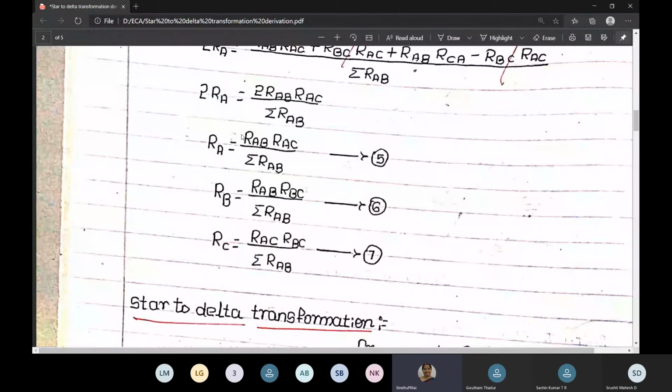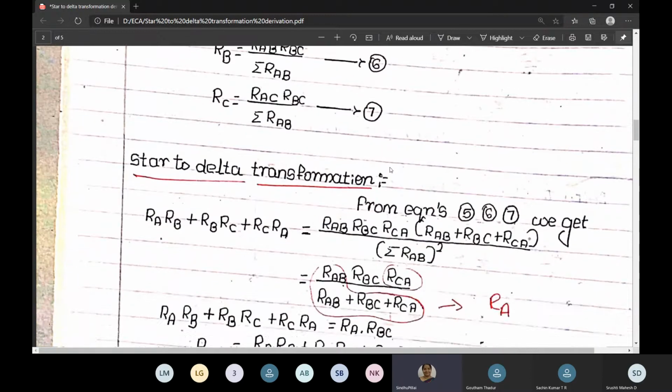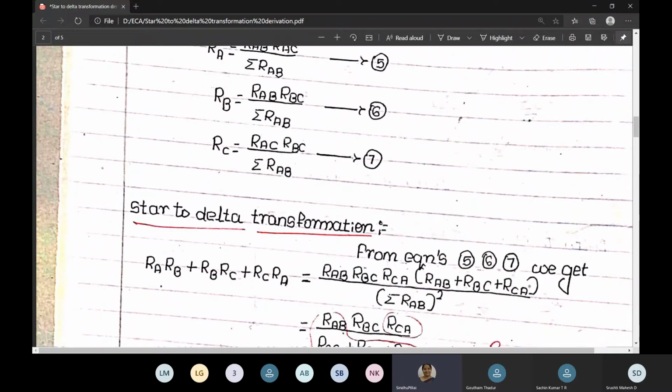So call these three equations. So this we got. Now we have converted delta to star. These are the star branches. Call them as equation 5, 6 and 7. Next, what we have to do? Convert star to delta. Again, from the above equations only you have to take. From equation 5, 6 and 7, what do we get?